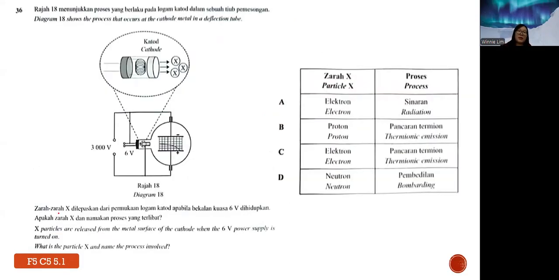36. Diagram 18 shows the process that occurs at the cathode metal in a deflection tube. X particles are released from the metal surface of the cathode when the 6-volt power supply is turned on. So what is this X? So generally the one that is emitted out is electron. Generally for your information, what is cathode ray? Cathode ray is a fast moving beam of electrons, and this process is called thermionic emission. So electron, thermionic emission. So the answer is C.